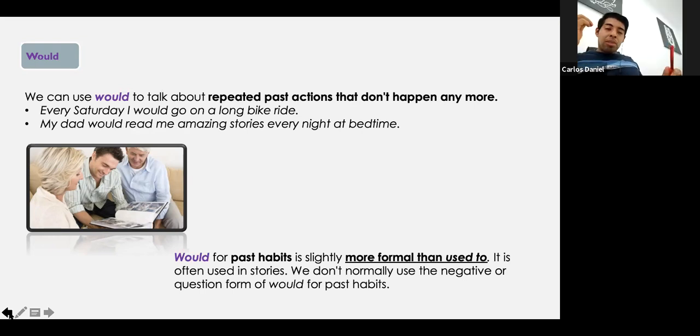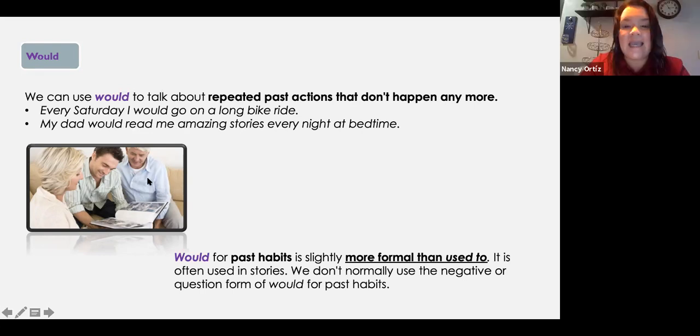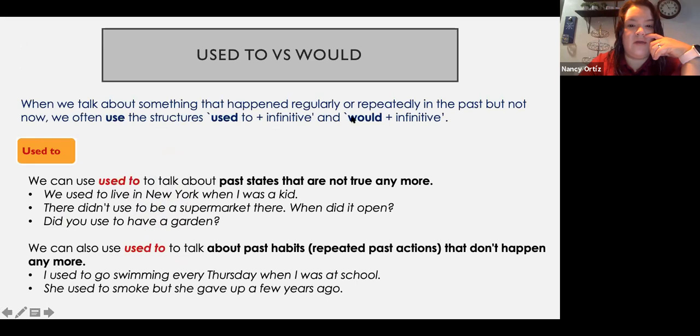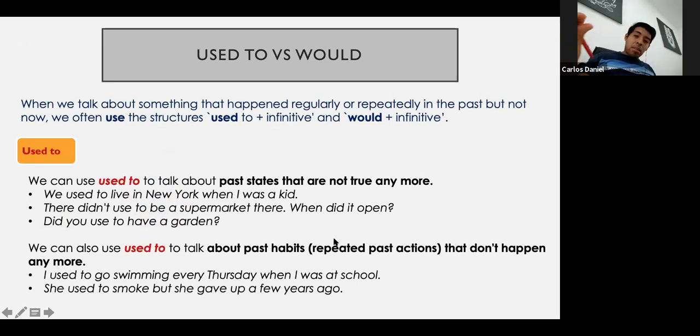So I can use either one. The only difference is that one of them is more formal than the other. In the case of repeated actions in the past, yes, you can use either one. Let me go back. Repeated actions in the past, yes. States are for "used to."